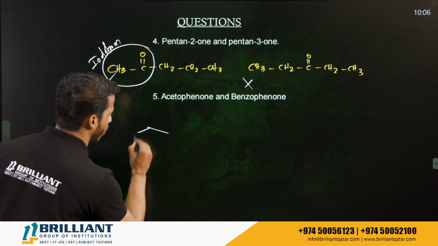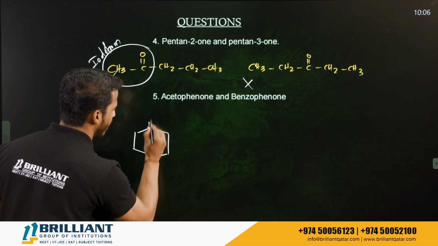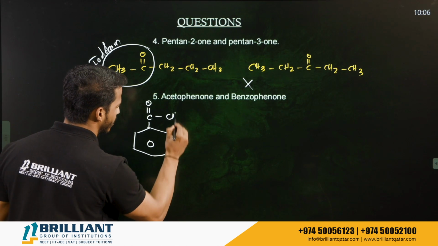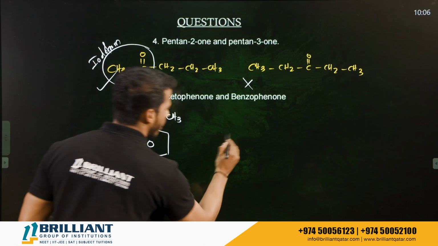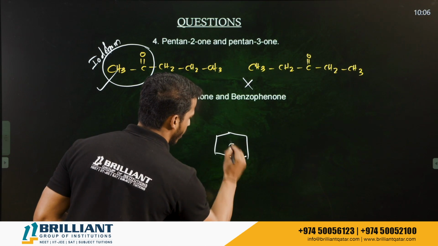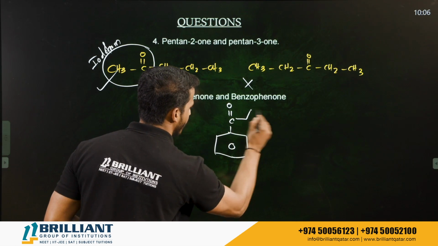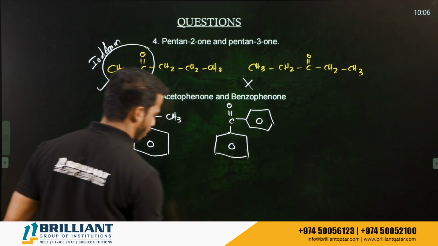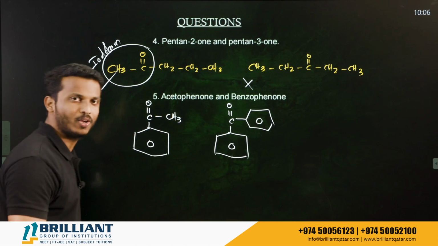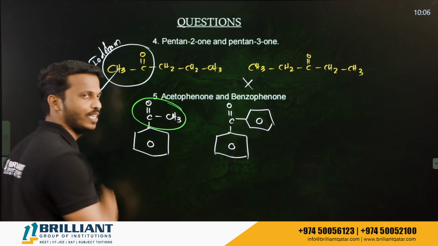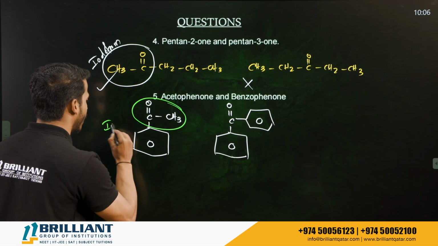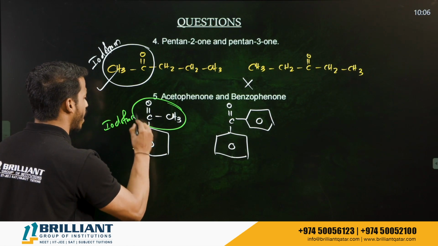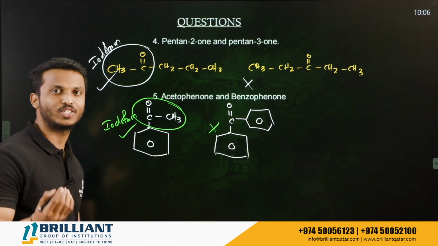Next one, acetophenone and benzophenone. What is acetophenone? Acetophenone means benzene with COCH3. It's a ketone. What is benzophenone? Benzene with CO and one more benzene ring. This is called benzophenone. Come on, everyone, which test can be used here? Acetophenone has that CH3CO group, so it will give the iodoform test, and benzophenone can't. Easy or not?